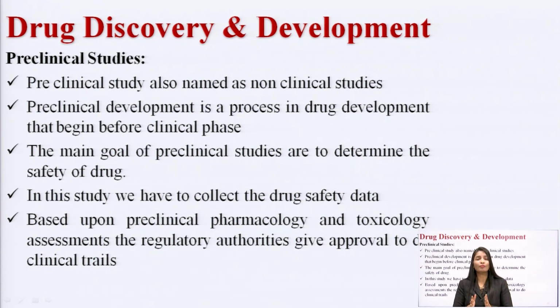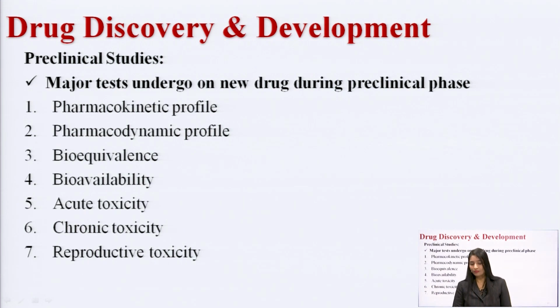What is the main aim of the preclinical trials? You have to check the safety of the drug, to determine how safe it is to give in the next phase to human beings. And the main agenda in the preclinical trials is to file the IND for approval. Okay, these are the steps, students, that you can check in the preclinical activity.